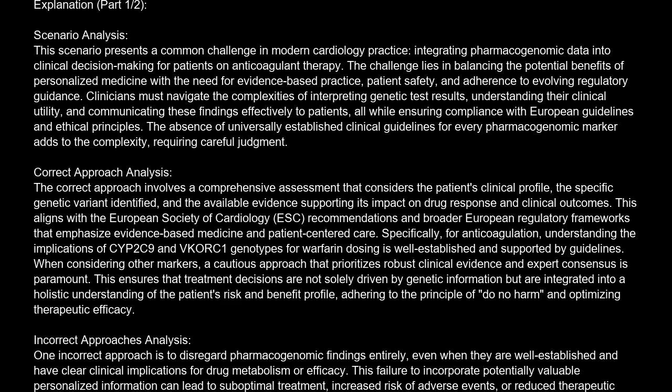Clinicians must navigate the complexities of interpreting genetic test results, understanding their clinical utility, and communicating these findings effectively to patients, all while ensuring compliance with European guidelines and ethical principles. The absence of universally established clinical guidelines for every pharmacogenomic marker adds to the complexity, requiring careful judgment.